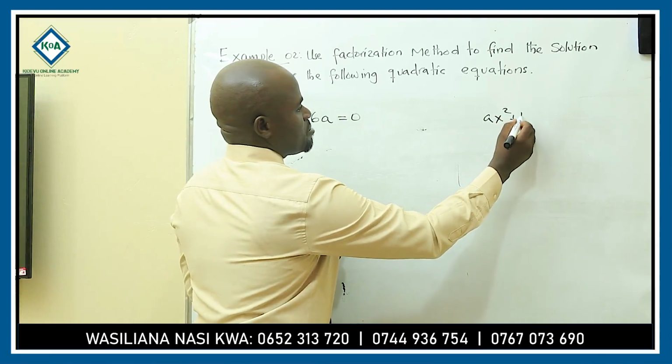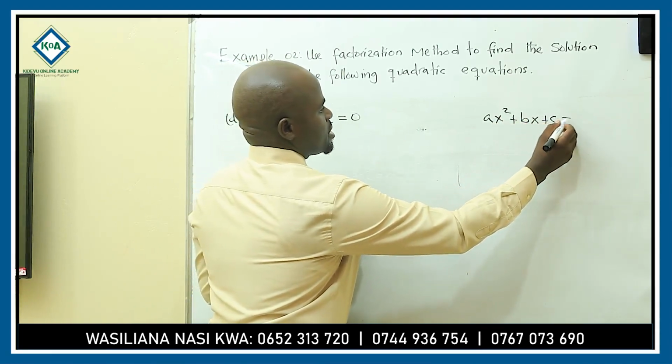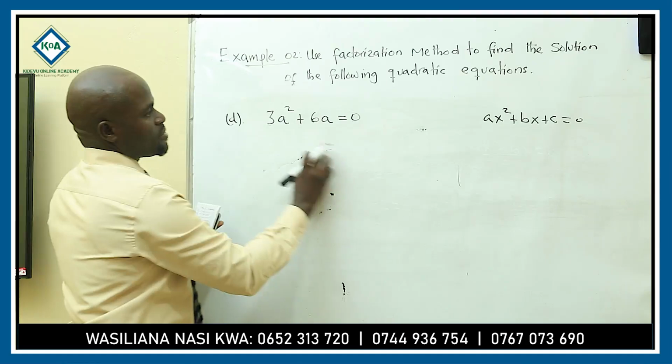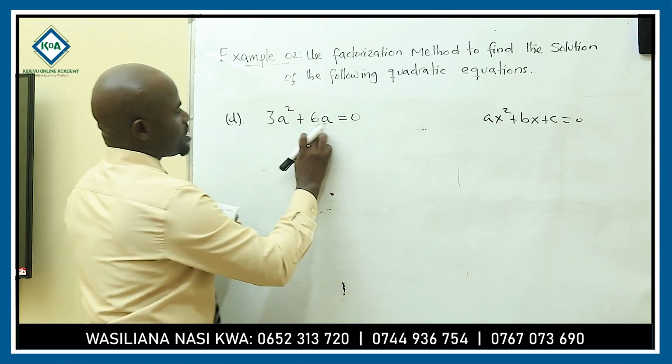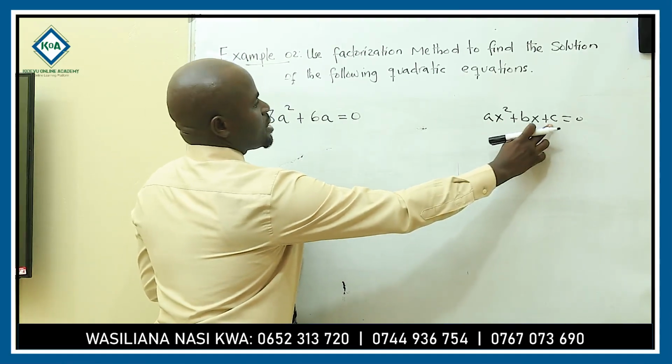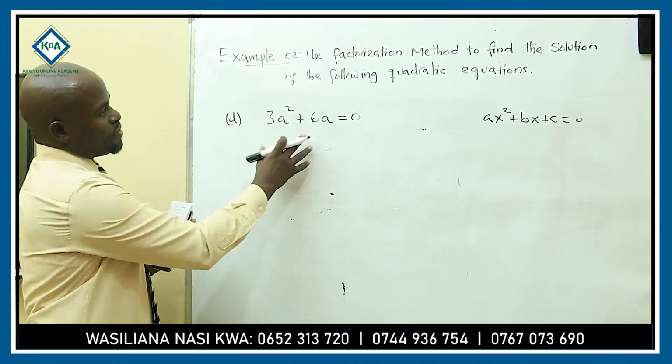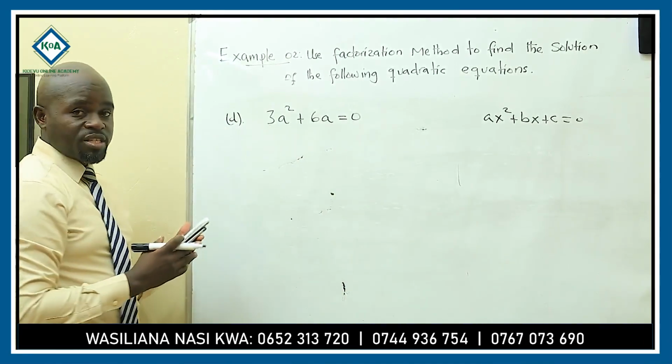ax squared plus bx plus c is equal to 0. 3a squared is the same as ax squared, 6a is the same as bx. C, we don't have C. So we have to factorize like what we did in the previous example.